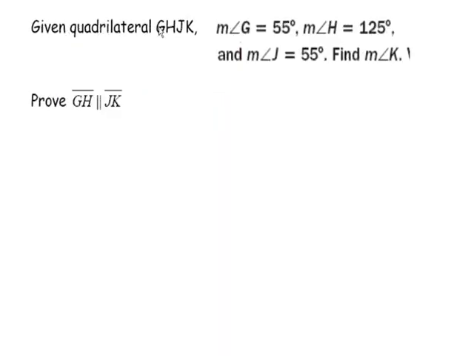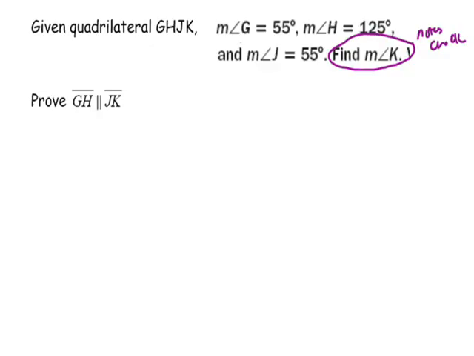All right, so here we're given quadrilateral GHJK, and we're told some stuff about the various angles, and it asks you to find the measure of angle K. I'm going to ask you to do that in your notes check, because it's really not hard. Let's talk about the proof part of it, though. We need to prove that GH is parallel to JK, so it might be helpful if we drew a picture of what we're talking about.